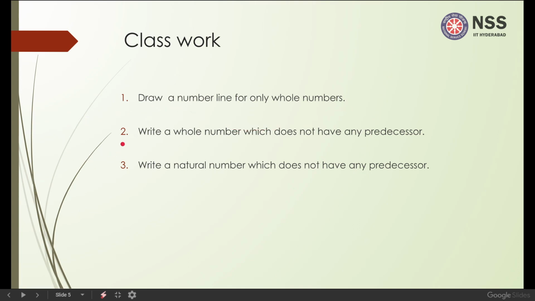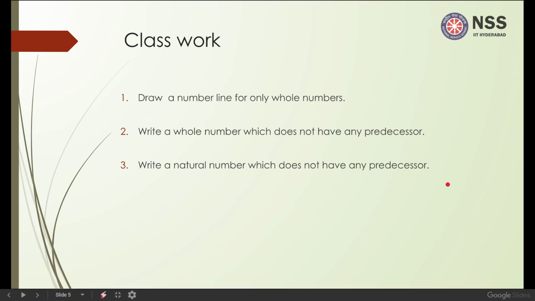Next question. Write a whole number which does not have any predecessor. Pause this video and try to solve this question. So, whole numbers are 0 along with all natural numbers. So for 0, its predecessor should be 0 minus 1, which is minus 1, which is not a whole number. It's a negative integer. Therefore, a whole number which does not have any predecessor is 0.